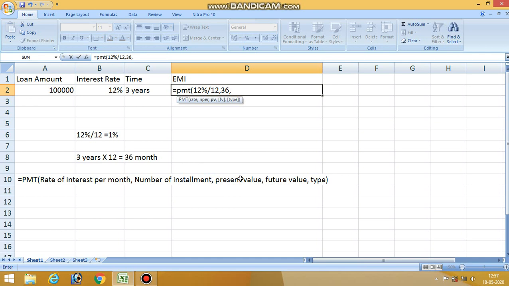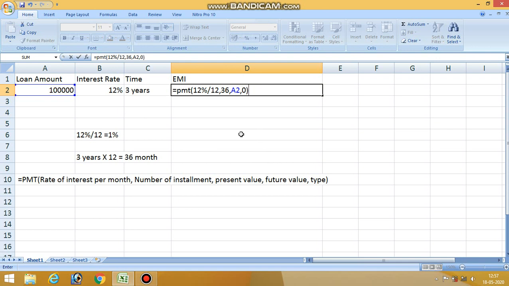Then present value of the loan will be rupees 1 lakh, the amount of loan which you have taken. You can type 1 lakh, or you can also type A2. So either you type rupees 1 lakh directly here, or you can type the cell address of that 1 lakh, that is A2, comma, then future value will be 0 all the time, 0. Then type, as I said, type is not necessary. I am not putting any type.